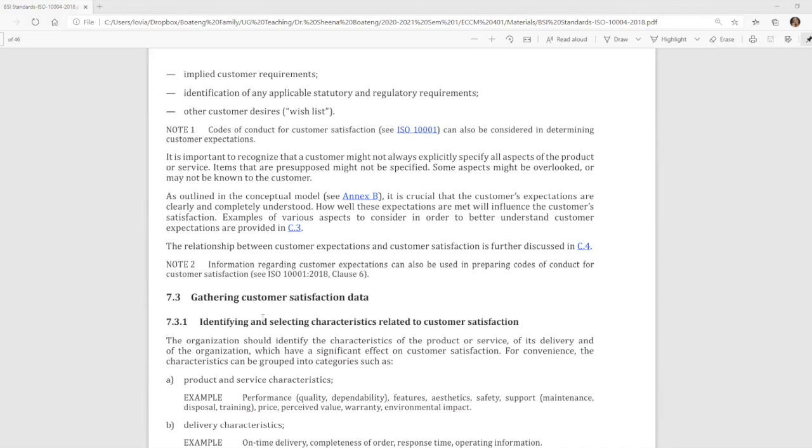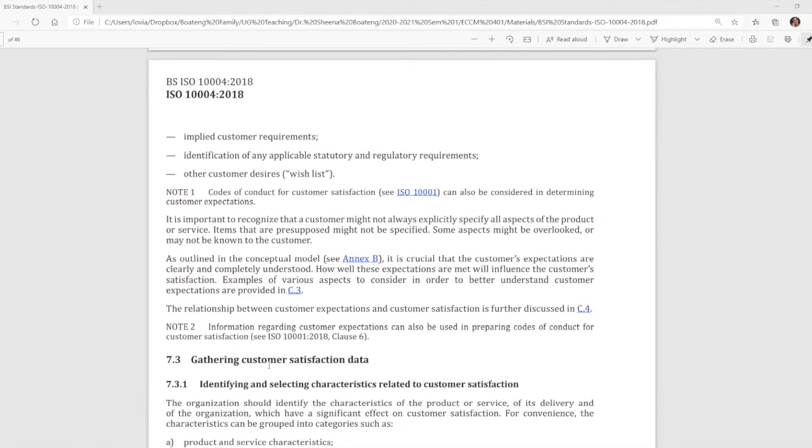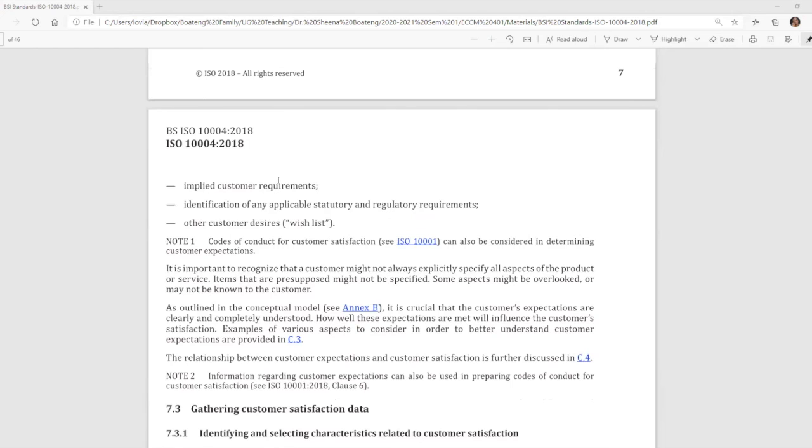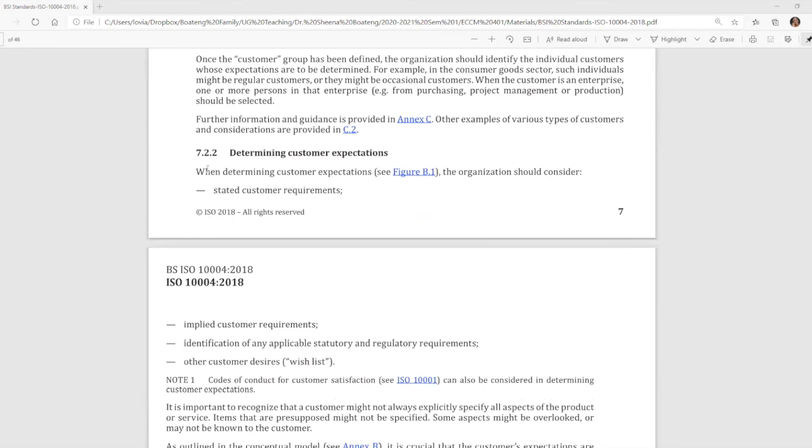What about the second one? ISO 10002. Complaint handling, good. Then ISO 10003. Dispute resolution. And then 10004, the one that we are on now. Guidelines for monitoring and measuring customer satisfaction. Good.